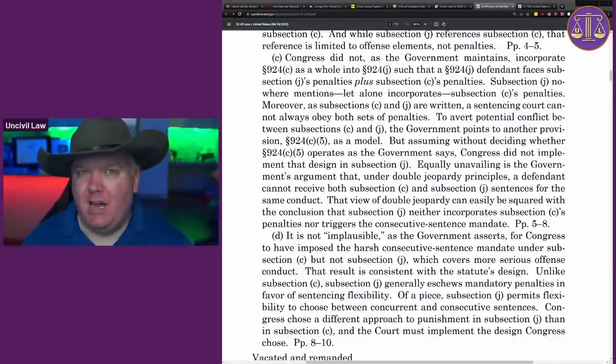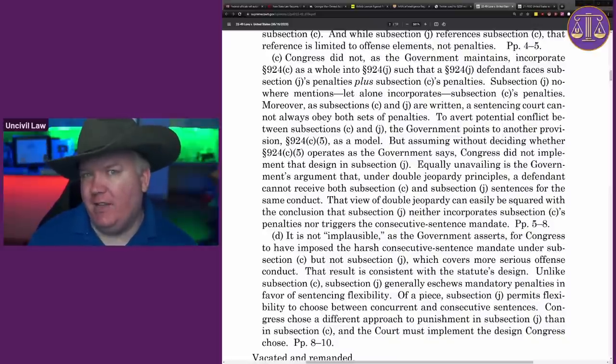We look to avoid the conflicts. Sometimes we can't avoid conflicts, but we try. If there are two plausible readings, one of which does not lead to a conflict, we're doing the other one, okay? We're doing the one with the no conflicts. That's how we do stuff, okay?